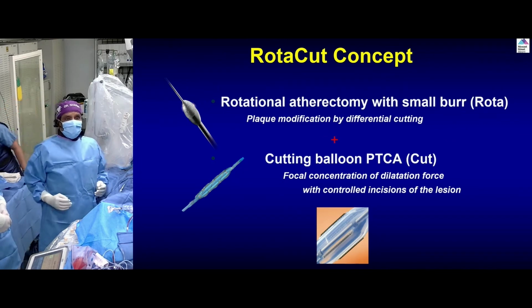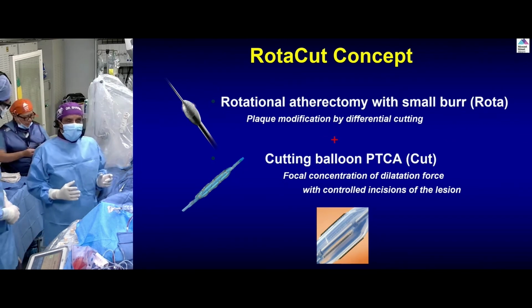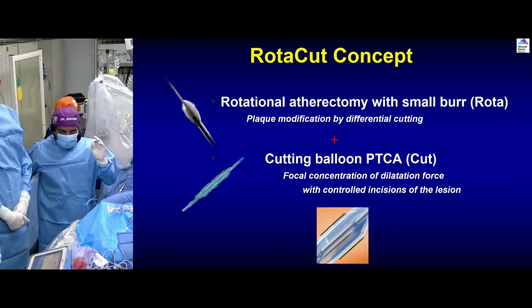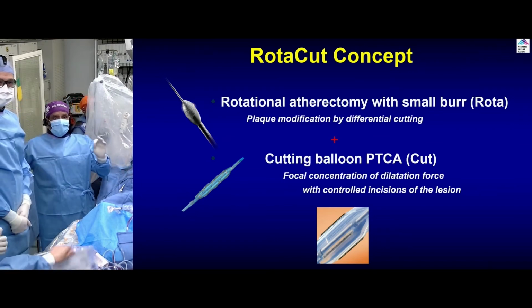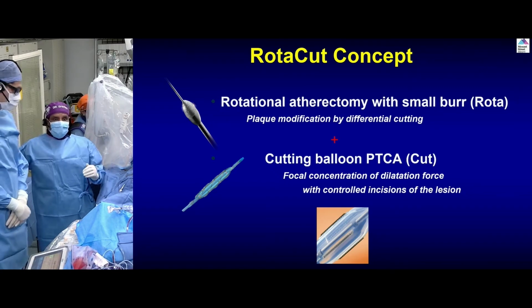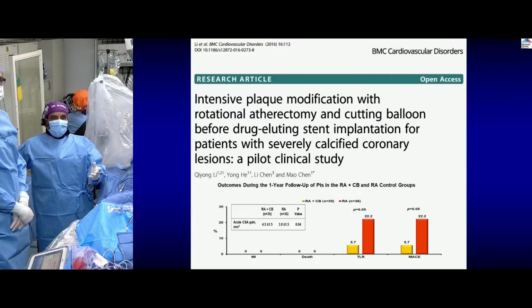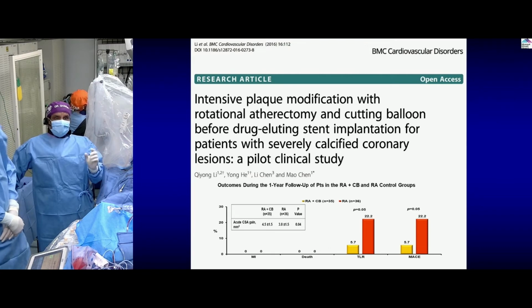So this is what we are going to do, the ROTA cut concept. This is the FDA initiated trial. The issue is, we usually do ROTA and high pressure. Question is, can you do cutting balloon? ROTA plus cutting balloon, use a smaller burst and yet get a good stent lumen. Next. And basically, there are some data to say you do cutting balloon with a rotational atherectomy, you have a better lumen gain.